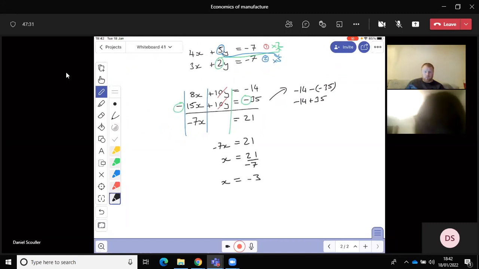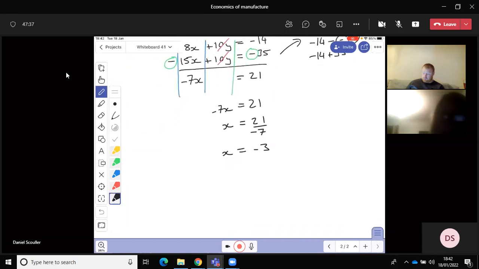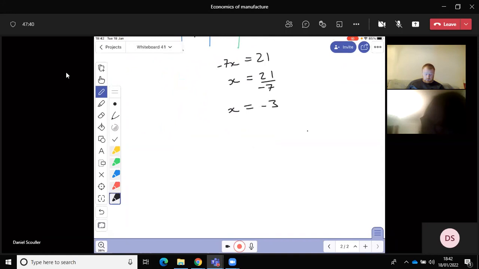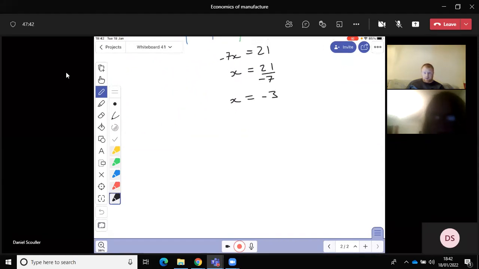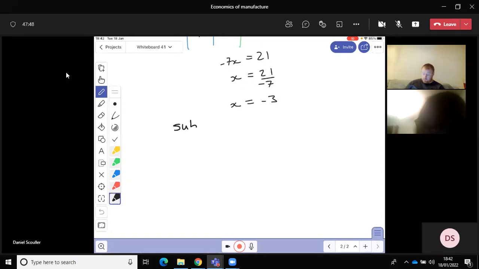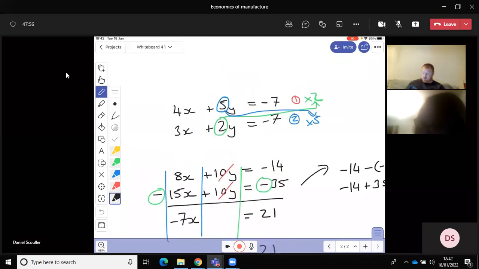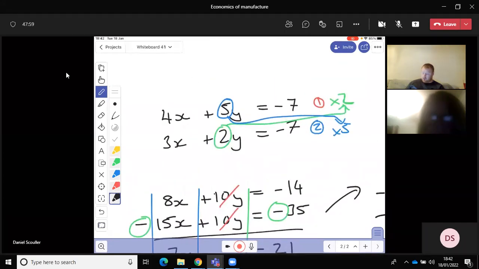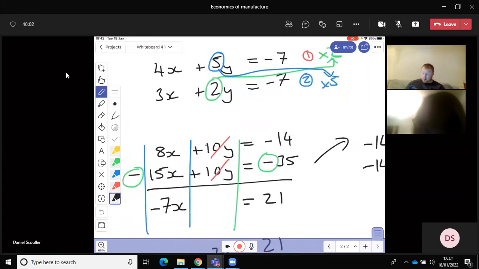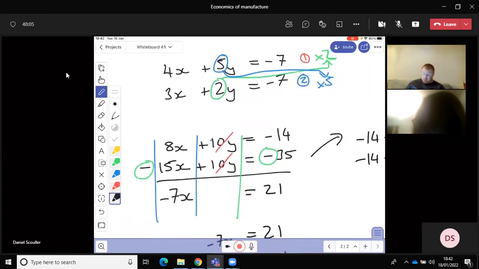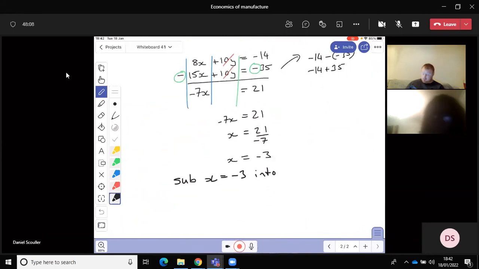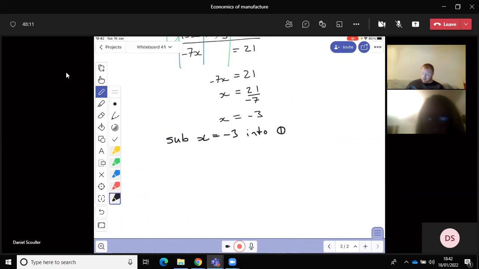I'm going to take that x equals minus 3 and substitute it into the original equations. Either 1 or 2, it doesn't matter. Equation 2 maybe looks easier, but I'll do equation 1 just to keep it the same. It can go in equation 2.